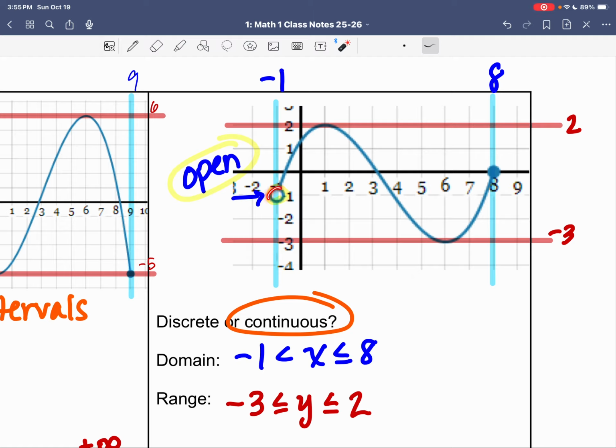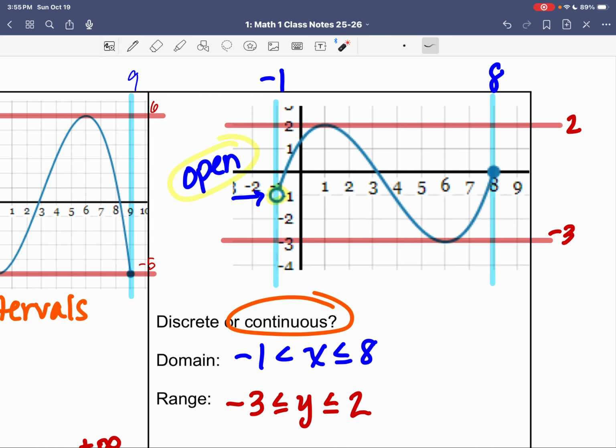And if you notice, this is an open point. So that's why I only have this. I do not have a line underneath it. Then you got x. Now notice, this is closed. So since it's closed, that's why we have the line underneath it. So this is considered your domain.